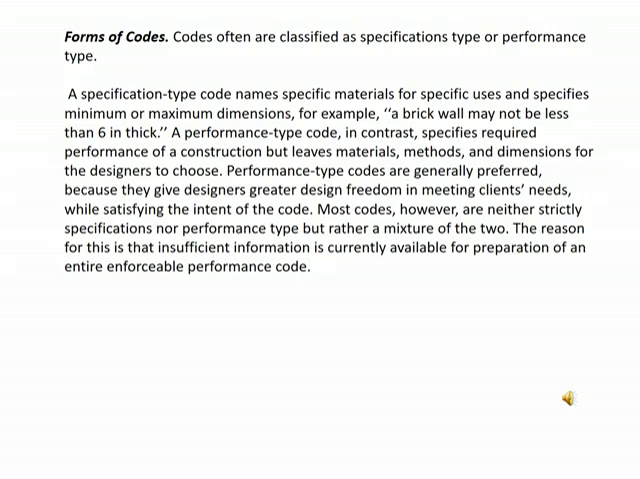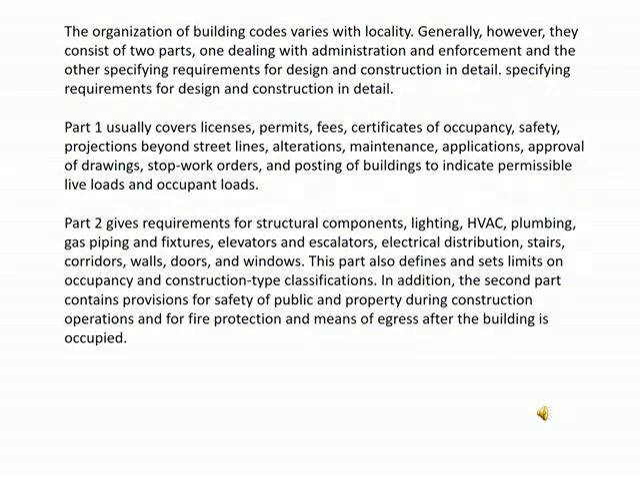Talking about the organization of the building codes. The organization of the building codes varies with the locality. Generally, however, they consist of two parts, one dealing with administration and enforcement and the other specifying the requirements of design and construction in detail. So there are two parts: one dealing with administration and enforcement, and another specifying the requirements for design and construction in detail.